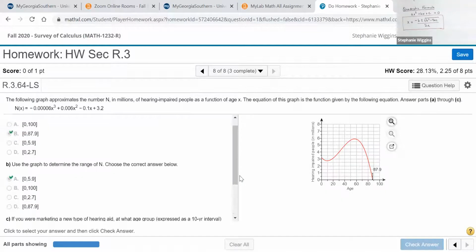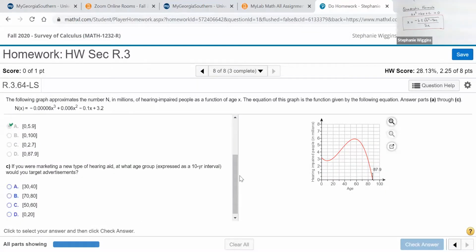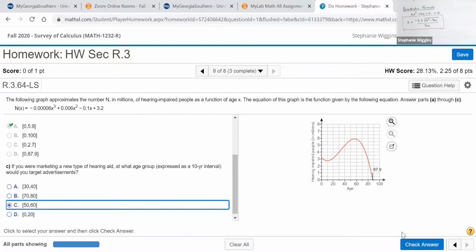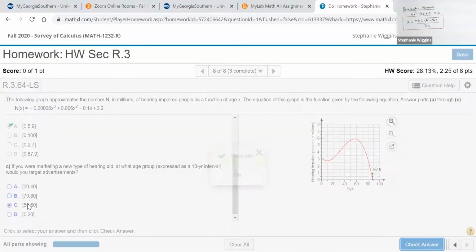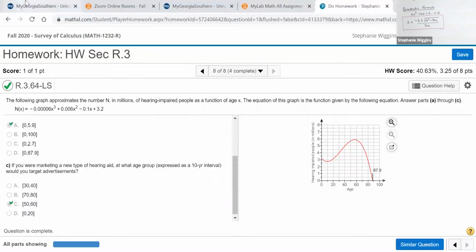And then, let's see what else we got. It says if you were marketing a new type of hearing aid, at what age group expressed as a 10-year interval would you target? Well, you want to target your advertisements when you have the most people in that bracket. So the highest point here is around 50 to 60. So that's where you want to target your advertisements. So, okay, that pretty well covers that assignment.